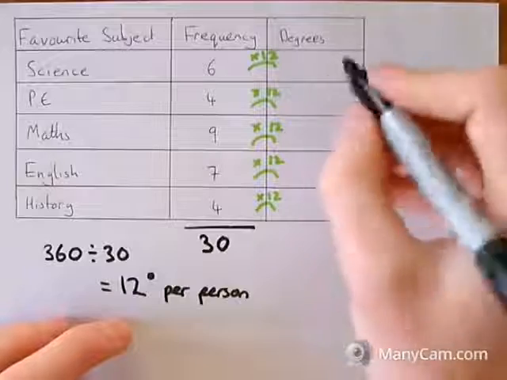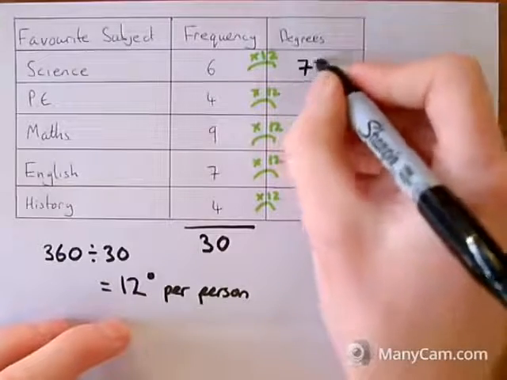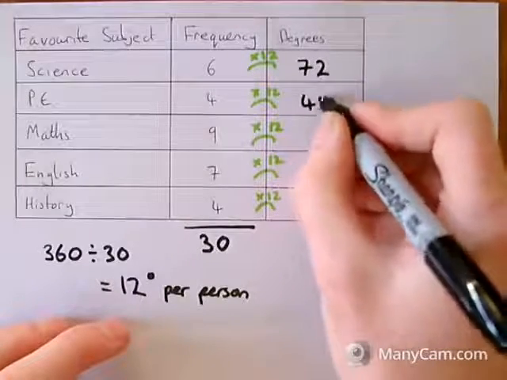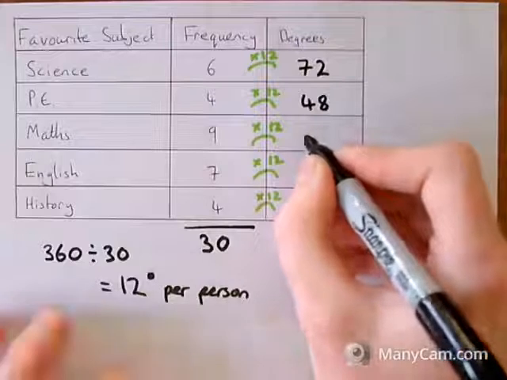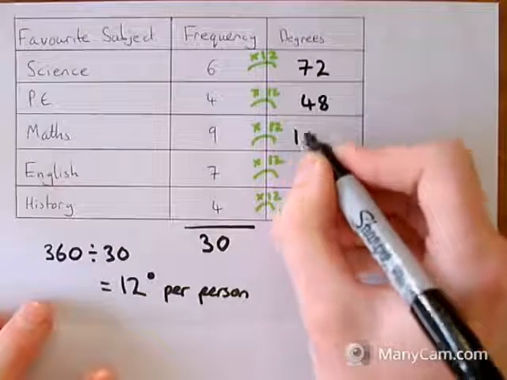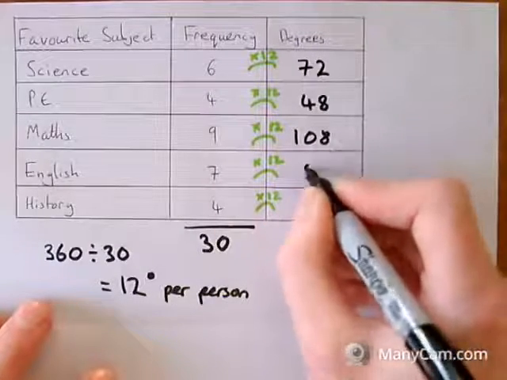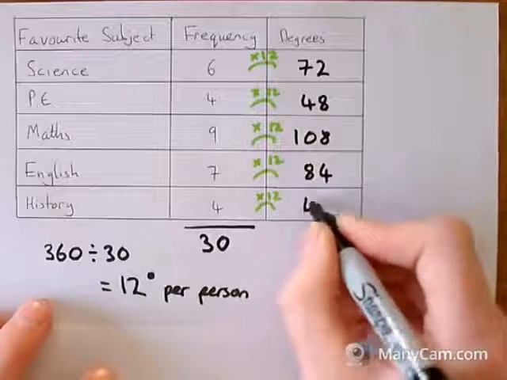And then when I work these out, 6 times 12 is 72, 4 times 12 is 48, 9 times 12 is 108, 7 times 12 is 84, and then 4 times 12 is 48.